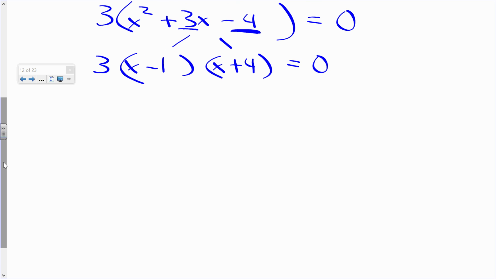Okay. So at this point, everything's normal. Don't worry about that 3 factor. It doesn't matter anymore at this point, because all I'm doing is trying to solve for x. So I'm going to take x minus 1, that first binomial, set it equal to 0. And the second binomial, set that equal to 0. And we're ready to rock and roll.